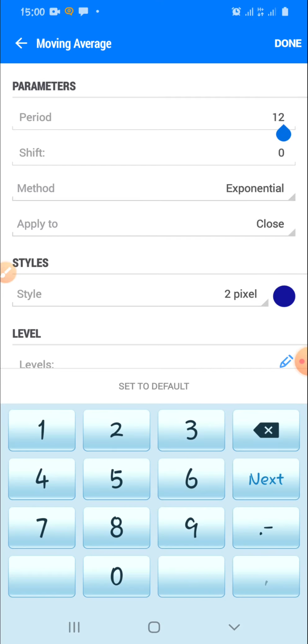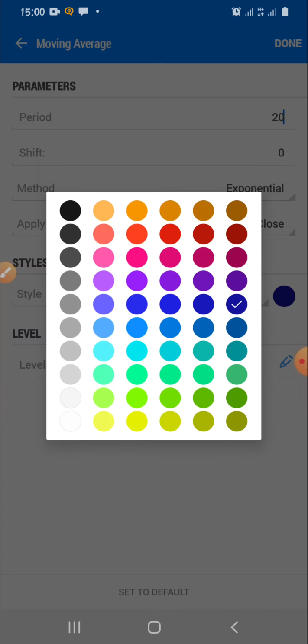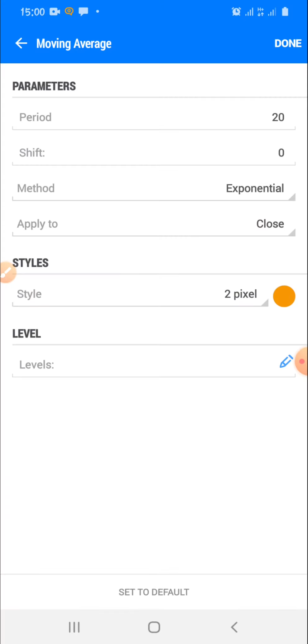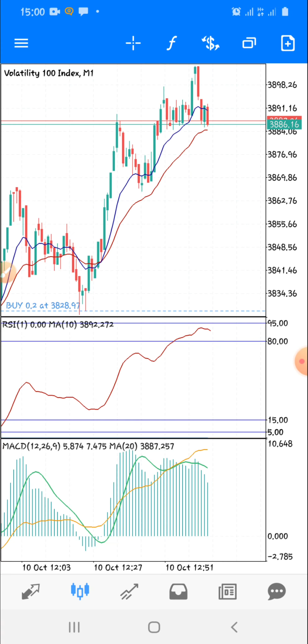Let's make it 20, and then the color, that one is green, let's make it orange. Then we click done. So now we have another moving average, a moving average at the MACD window.